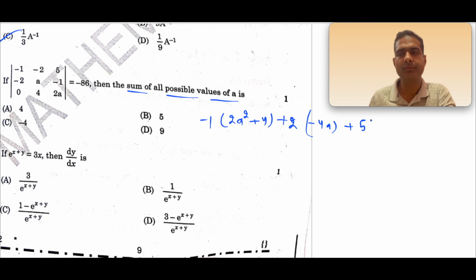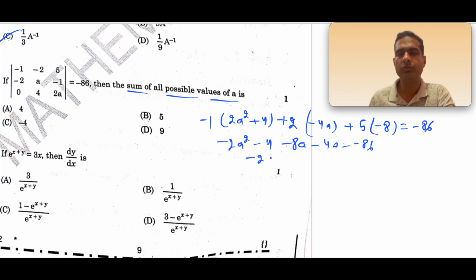plus 5 and it will be minus 8. This would be equal to minus 86. So minus 2A square minus 4 and that will be equal to minus 8A, and this will be equal to minus 40 is equal to minus 86.